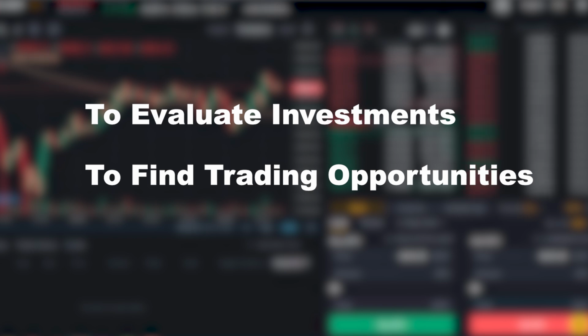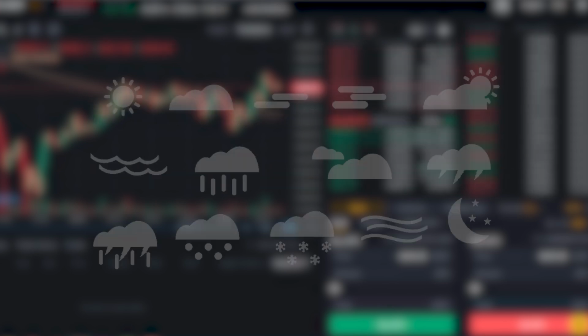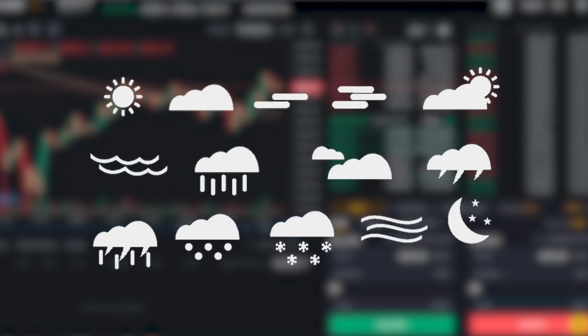It should be emphasized that technical analysis is like weather forecasting. It doesn't give you an absolute and 100% true prediction about the future. Instead, it helps you forecast what is likely to happen to prices over time.